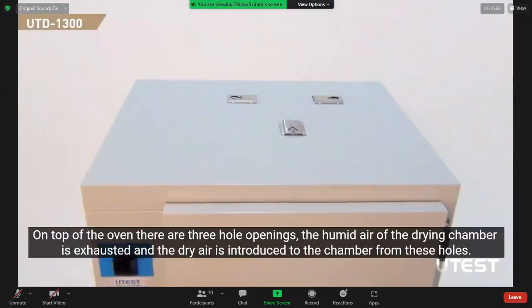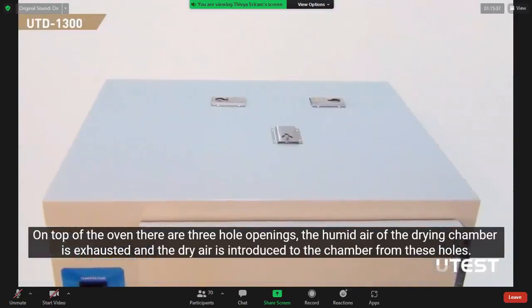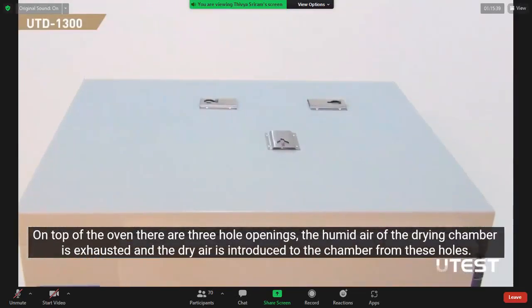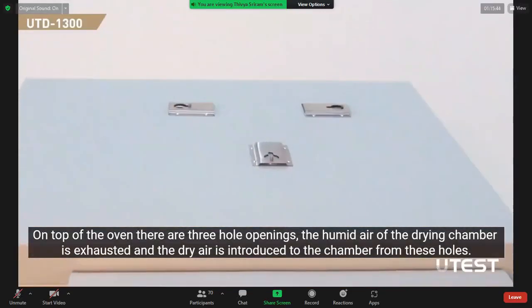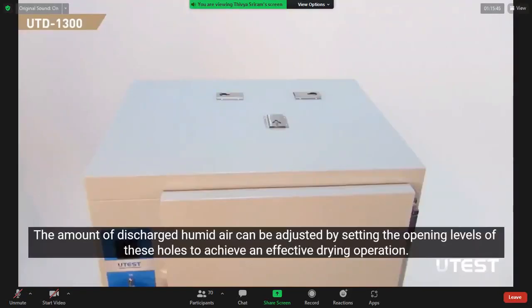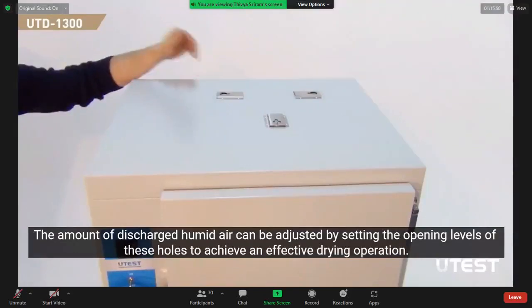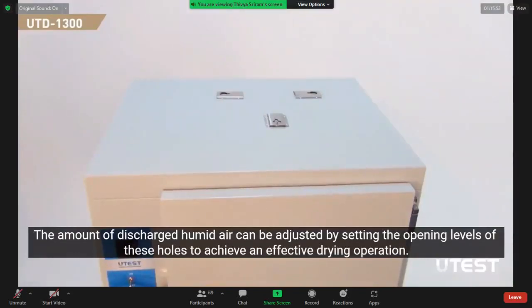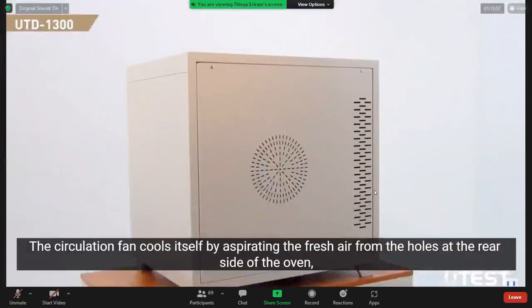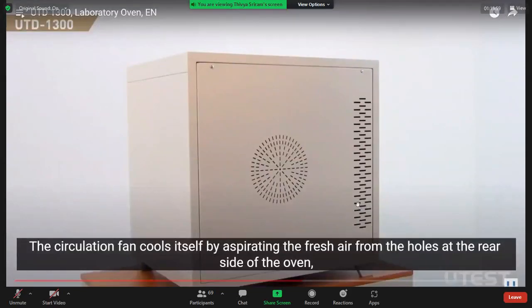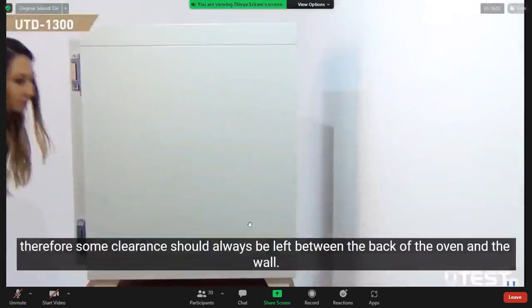On top of the oven, there are 3 hole openings. The humid air of the drying chamber is exhausted, and the dry air is introduced to the chamber from these holes. The amount of discharged humid air can be adjusted by setting the opening levels of these holes to achieve an effective drying operation. The circulation fan cools itself by aspirating the fresh air from the holes at the rear side of the oven. Therefore, some clearance should always be left between the back of the oven and the wall.